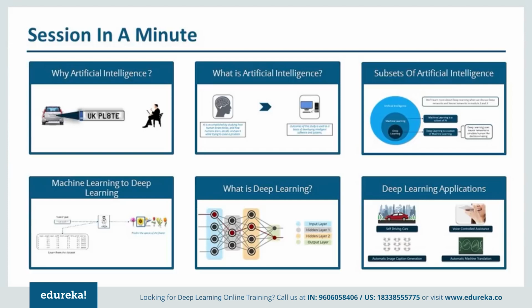We saw what exactly it is. We saw various types of machine learning, namely supervised, unsupervised, and reinforcement. Then we focused on various limitations of machine learning that led to the evolution of deep learning. Then we saw a use case in which we saw how to recognize an image using deep networks.